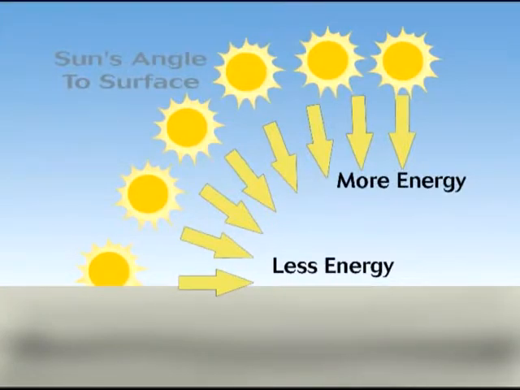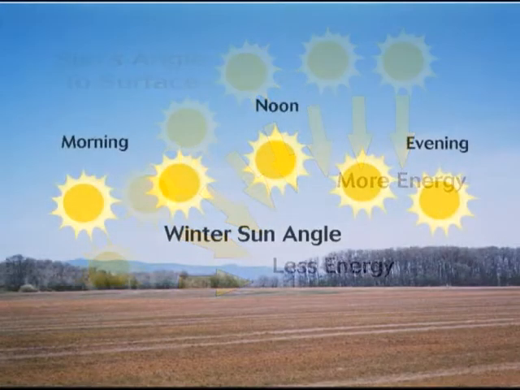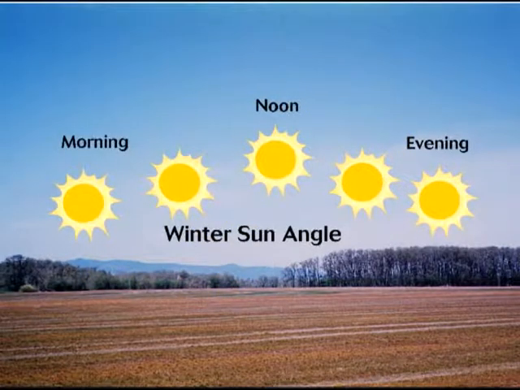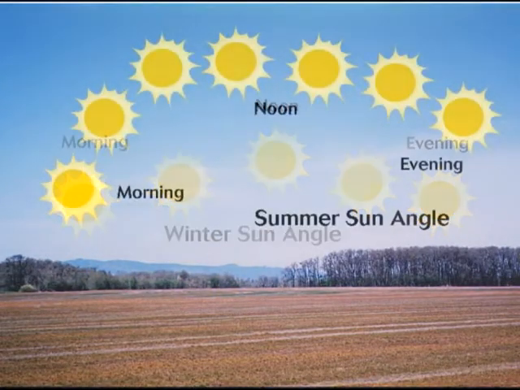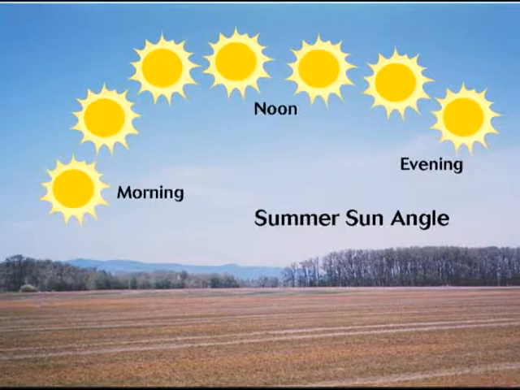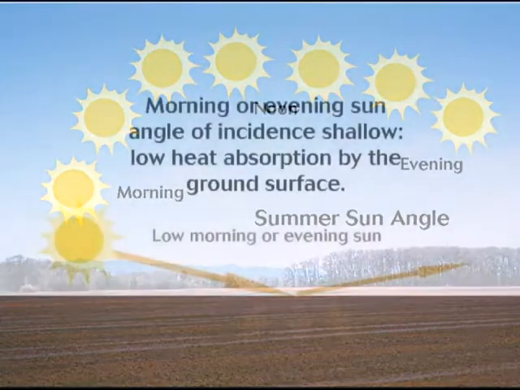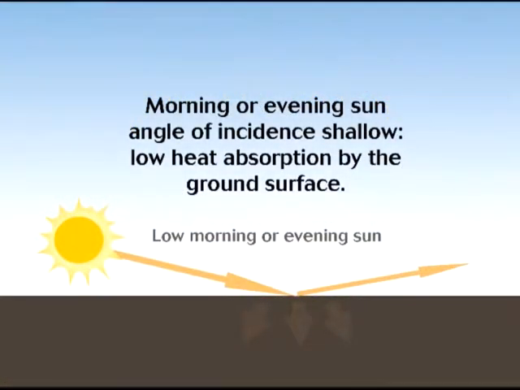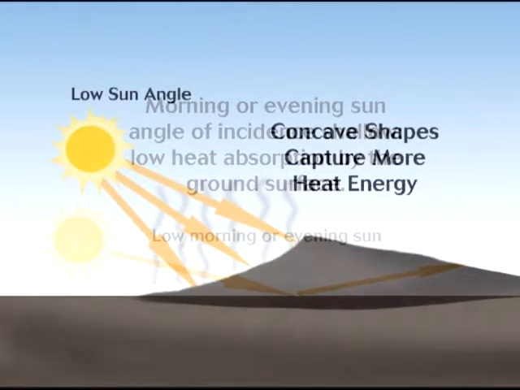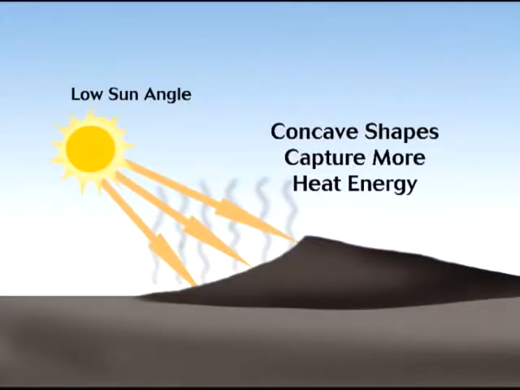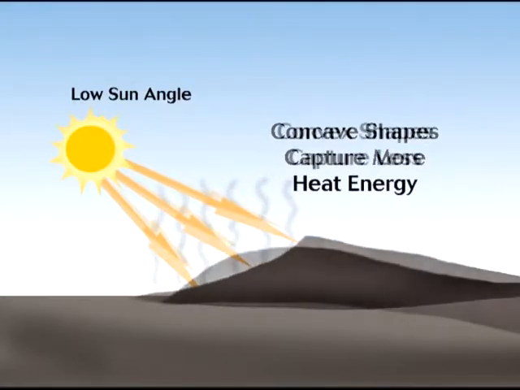Another important variable in the solar energy cycle is the angle in which the sun's rays strike the ground. The sun's angle to the ground not only changes during the day, but also changes from season to season as the Earth rotates around the sun. In the morning and evening, the sun's rays strike a flat surface at an indirect angle, greatly reducing the energy transfer to the ground. A hill or steep slope facing a low sun can still absorb a fair amount of energy, and concave ground features absorb more energy than convex ones.